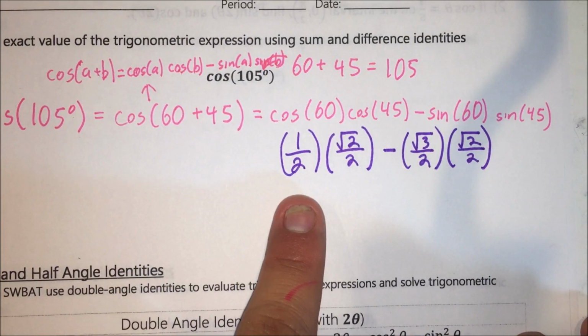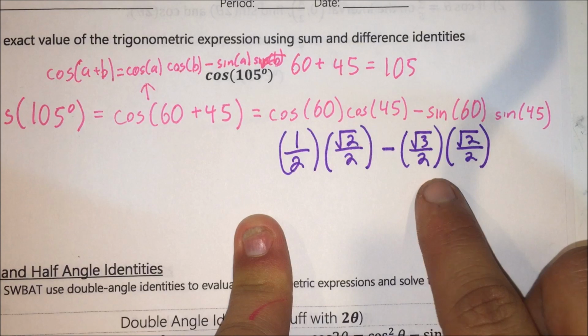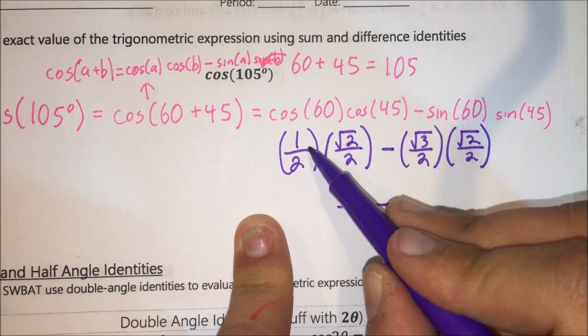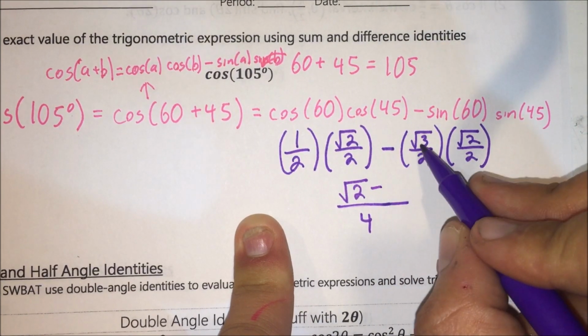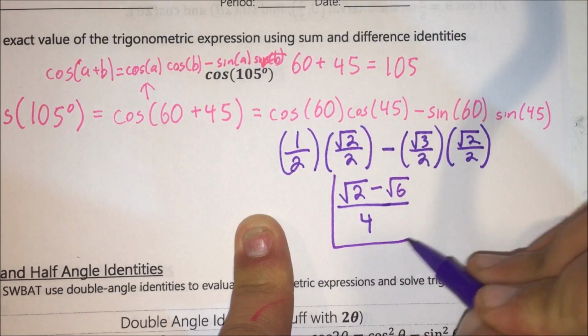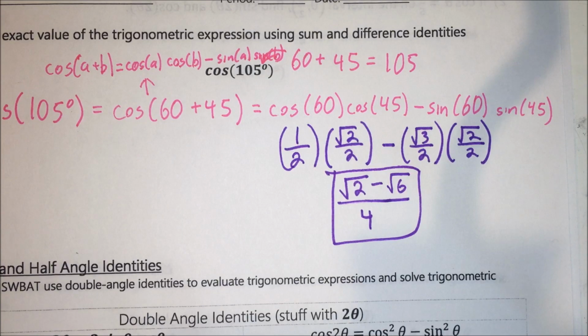We're going to have a common denominator: 2 times 2 times 2 gives us 4. The first term, square root of 2 times 1, is just the square root of 2, minus the square root of 3 times the square root of 2, which is the square root of 6. And that is our answer. That was a nice, quick, easy one to start us off for today.